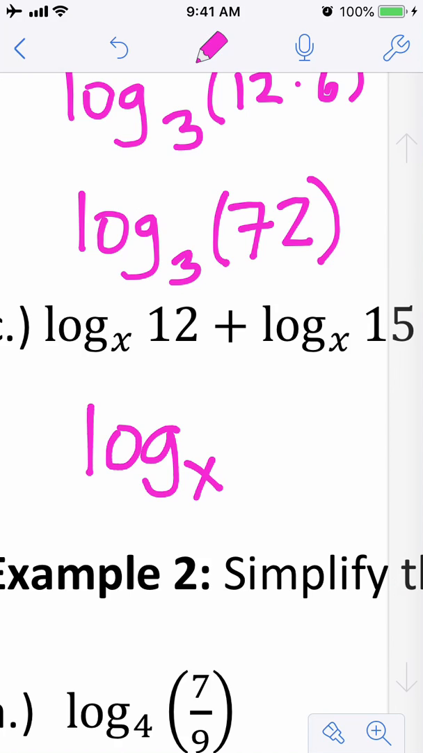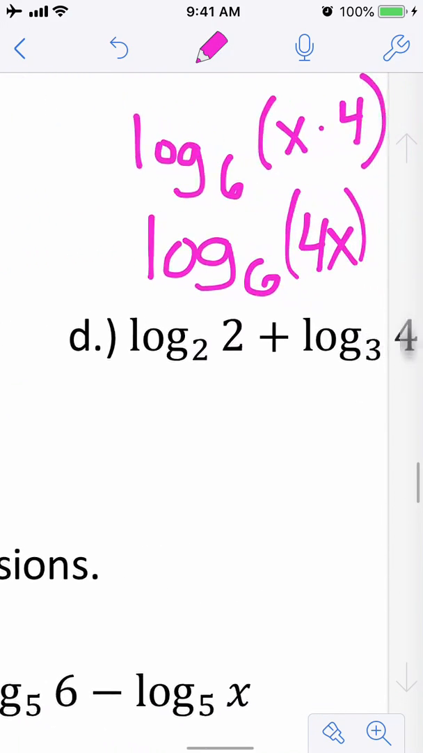If it was log x 12 plus log y 15, no, that wouldn't work. Those would not be the same, right? Because I'd have to make sure that I plug in the same number for both x and y. But here they're both x, so no big deal. And then we do 12 times 15, which is, I believe, yep, 180. Because it'd be 120 plus 60, which would be 180. There we go.